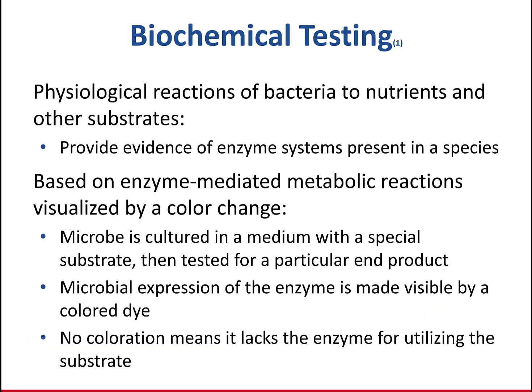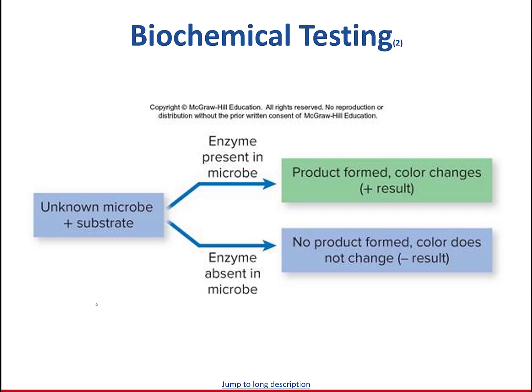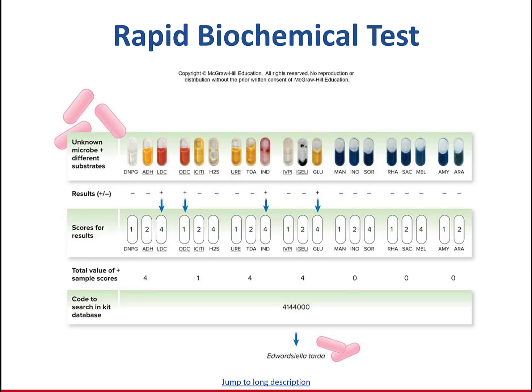It's always a lookup. Biochemical testing, physiological reactions of bacteria to nutrients and other substrates, provide evidence of enzyme systems. All sorts of these tests you can buy. They're out there. Enzyme-mediated metabolic reactions: you culture in a medium with a special substrate. Then you test it by putting it in some kit, and then you see the enzymes being made visible by some sort of dye, and no coloration means it lacks that particular enzyme. So we can do that pretty quick, and the product is formed or it's not, and that's part of the preponderance of the evidence that we use.